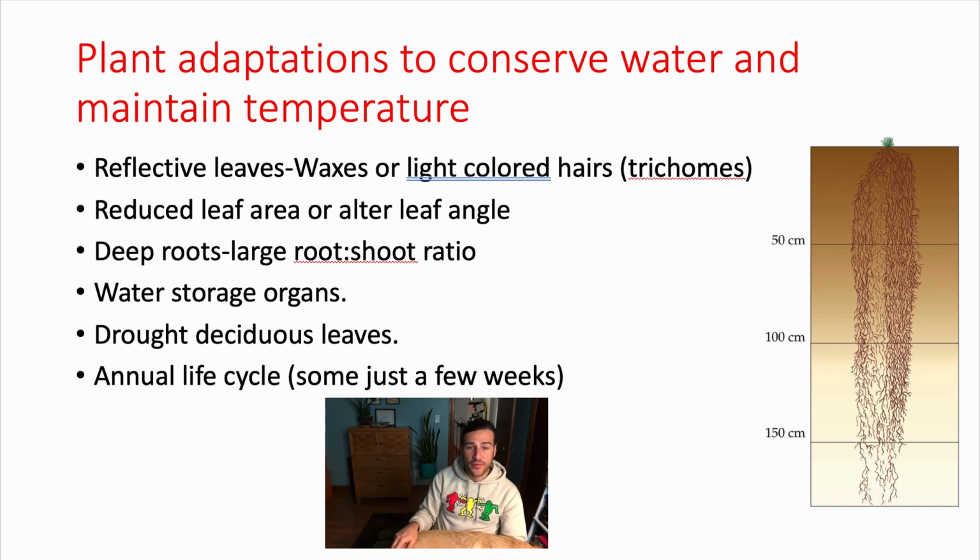Now, the picture on the right is the next bullet, which is deep roots, or a large root to shoot ratio. So many desert adapted plants have much more root surface area compared to their shoot area, right? So a large root to shoot ratio. Obviously, these roots are going to try and find water in these demanding habitats. Not only do they try and find water, but they also store water.